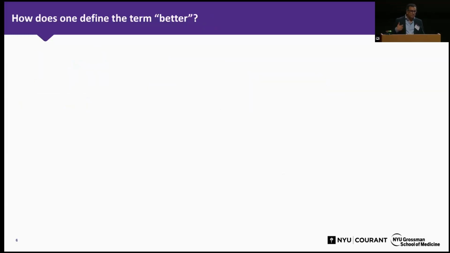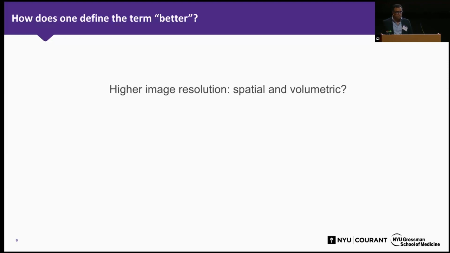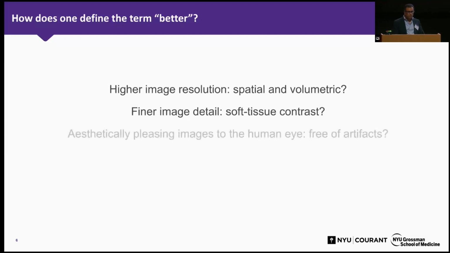The question I want to ask is, how do we define the term better? Does better mean higher image resolution, in a spatial and volumetric sense? Does better mean an image with finer detail, such as soft tissue contrast? Or does better essentially mean that the image should be aesthetically pleasing to the human eye, that is, free of artifacts and the like?